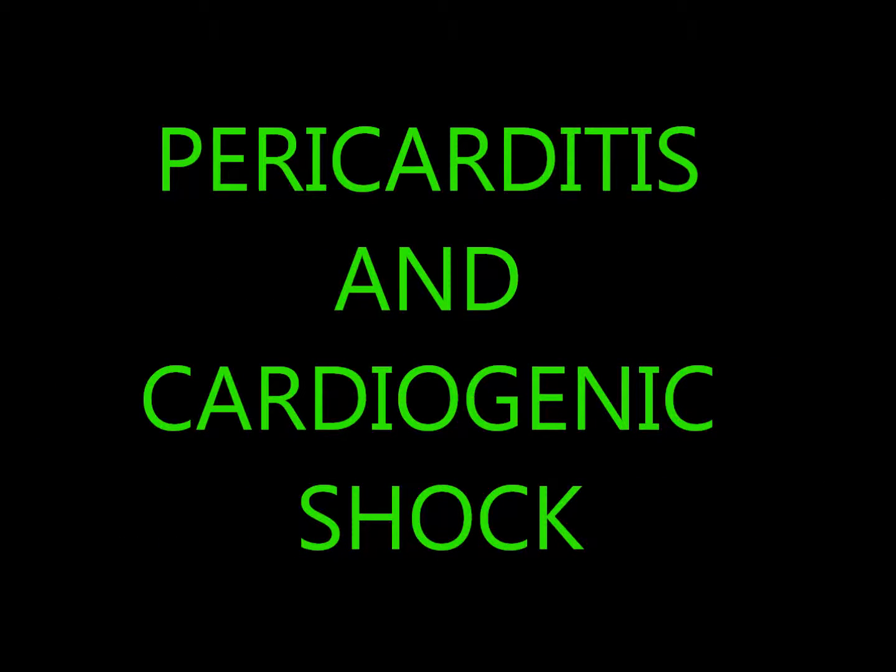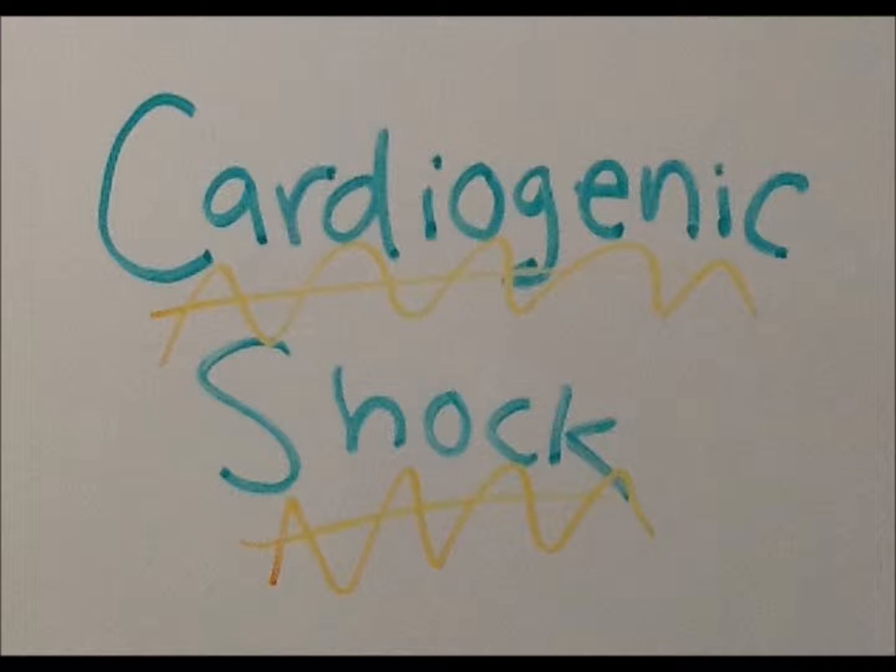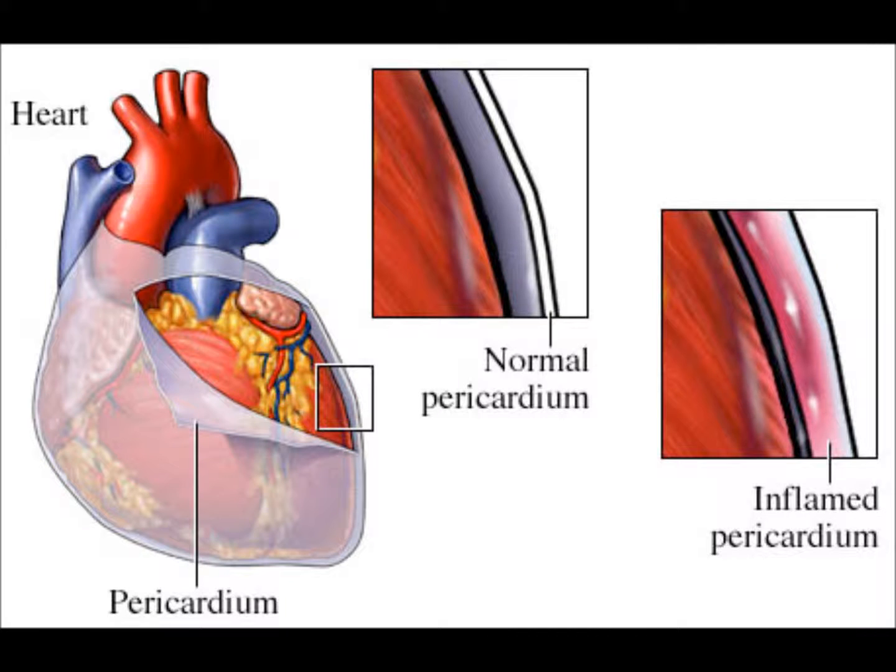Two other possible complications are pericarditis and cardiogenic shock. The latter is a condition where the heart is so severely damaged that it is unable to supply enough blood to the rest of the body. Pericarditis is a condition where the pericardium becomes inflamed.